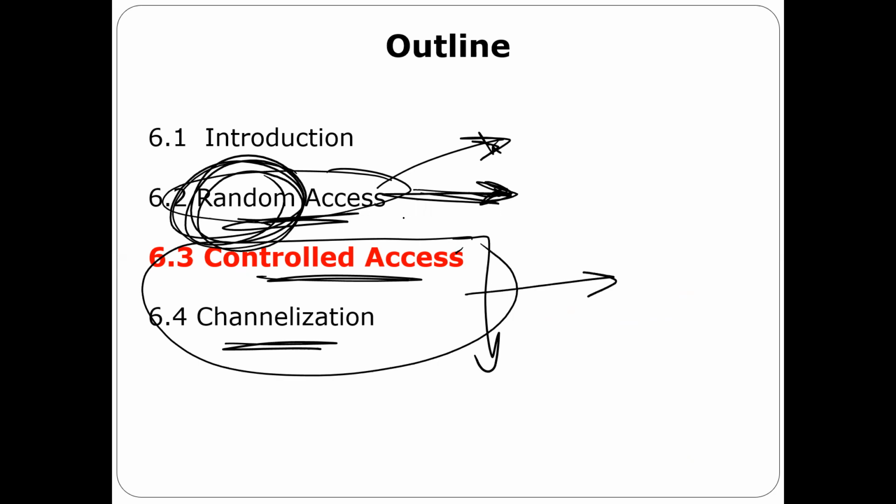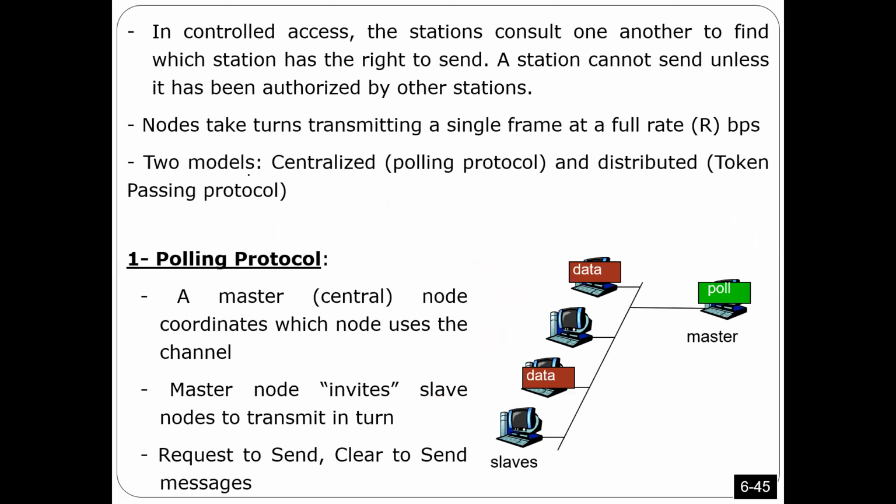And we should also note that in these two there is no collision. It's 100% collision free. Here I said we can make the likelihood of collision very low. Here, 0. Okay, let's start with the first one, controlled access.